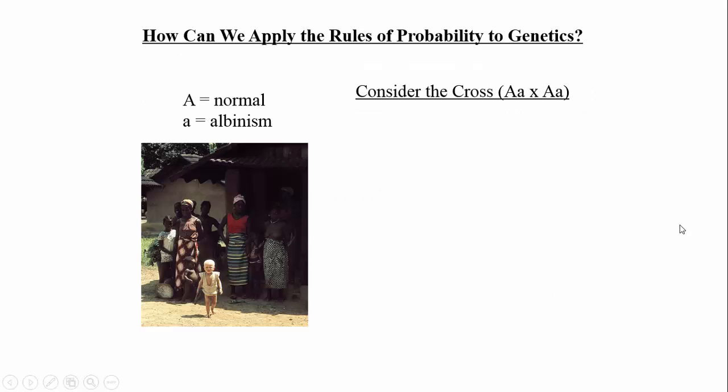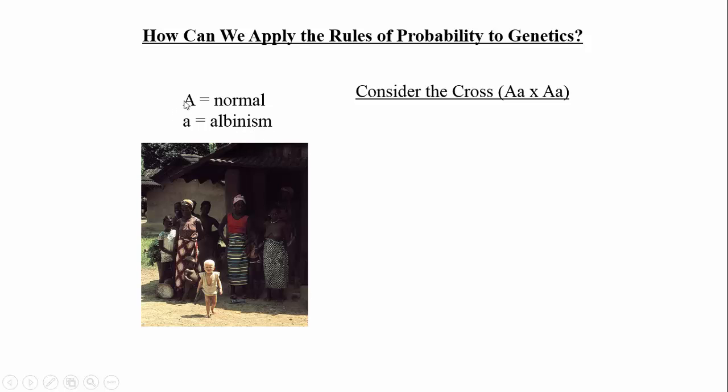Okay, so let's apply these probability rules to genetics itself. Let's look at a cross when we talk about albinism. We referred to this in some of the transmission genetics lectures. There are 2 alleles for albinism in humans. There's big A, which is normal pigmentation. There's little a, which encodes for albinism. Remember, big A is dominant to little a.